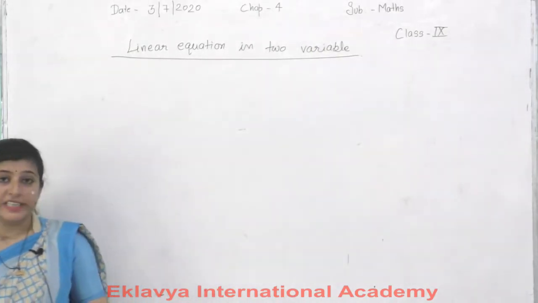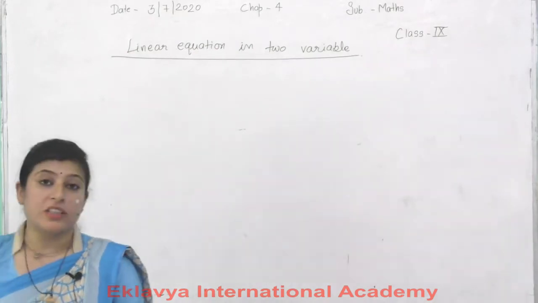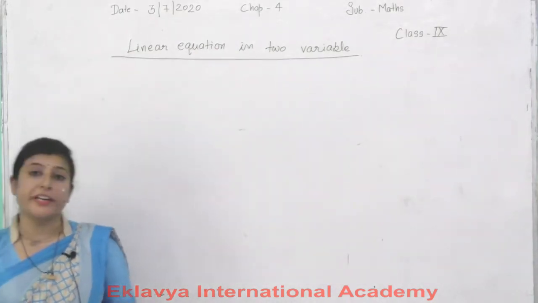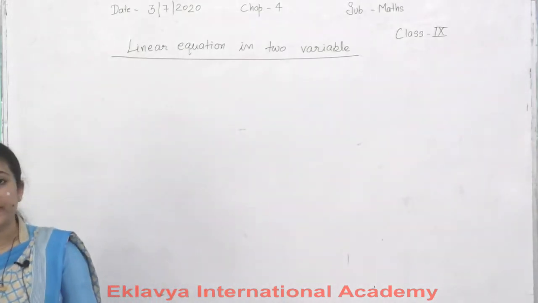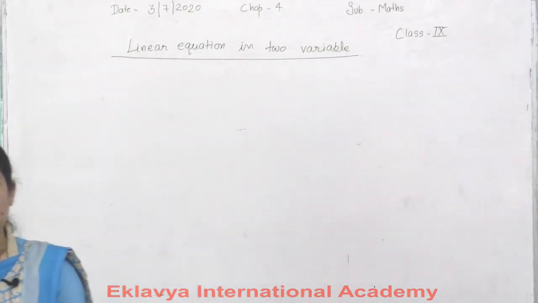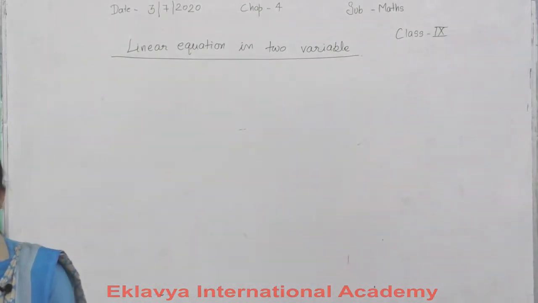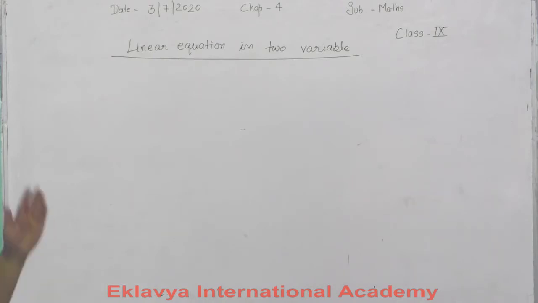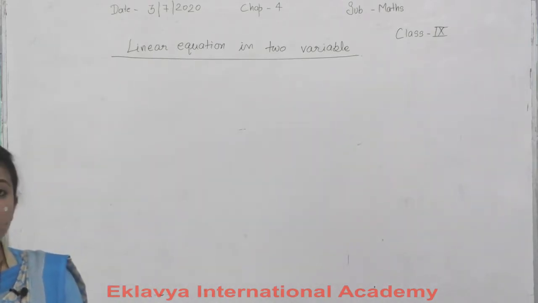Good morning, student. In our last lecture, we discussed chapter 3, that is coordinate geometry. We studied the abscissa, ordinate, Cartesian plane, coordinate axis, and how to plot a point on the graph. Now we will use this concept in our chapter 4, that is linear equations in two variables.